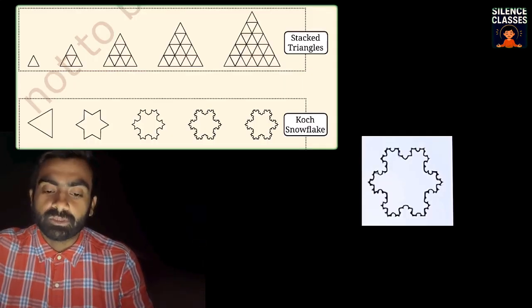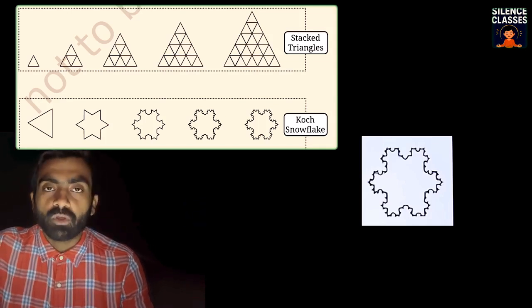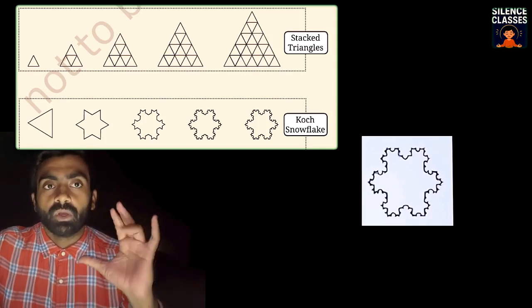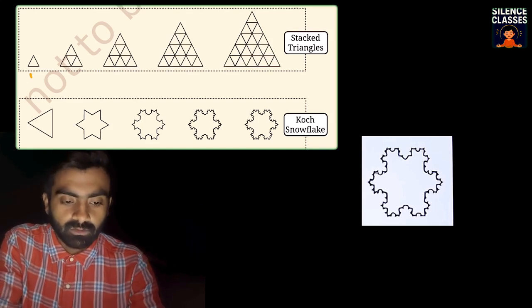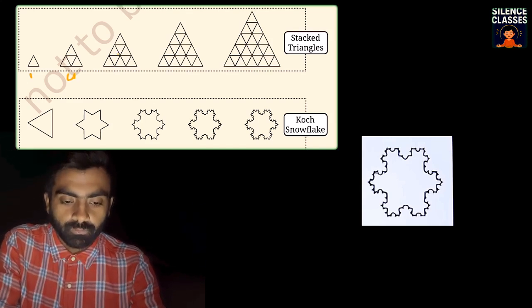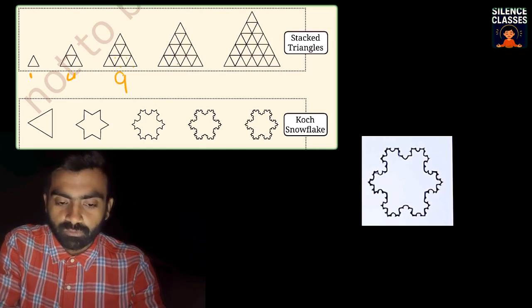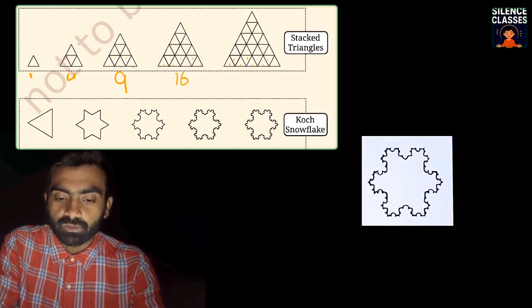Now let's move to the stacked triangles. What are stacked triangles? Over here we will use small triangles to make a stack of triangles, or a big triangle. Over here you can check it out. Here is one triangle, 1 2 3 4, 5 6 7 8 9. Now in this one 9 triangles have been used, so we will count the last line: 10 11 12 13 14 15 16 17 18 19 20 21 22 23 24 25.